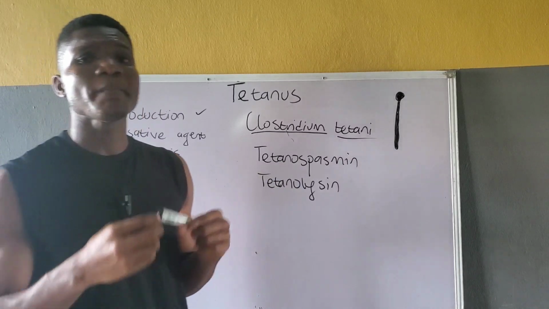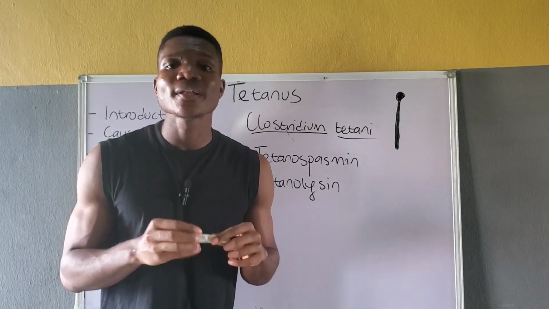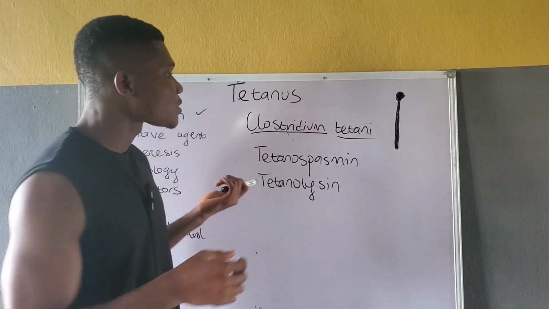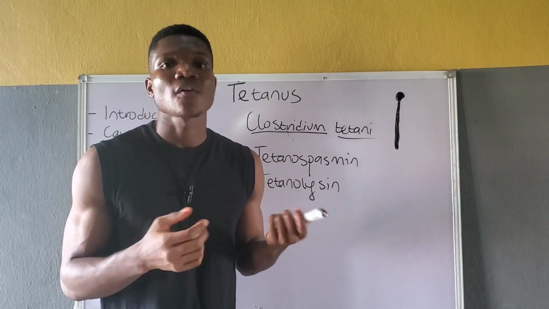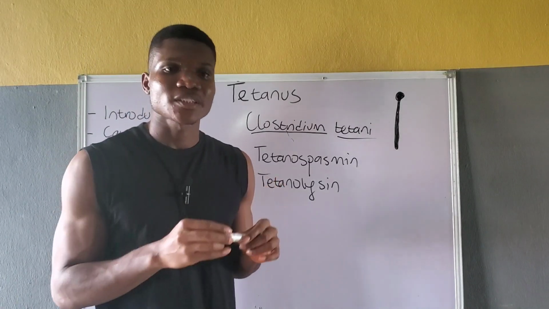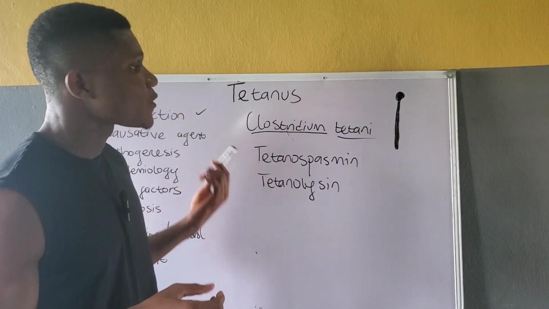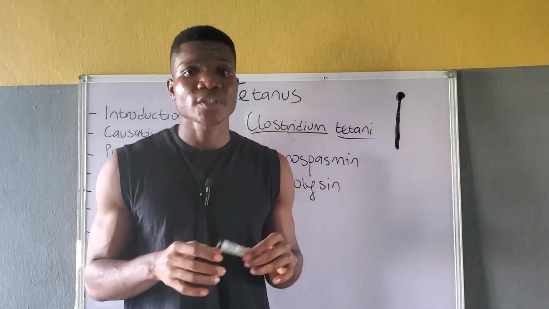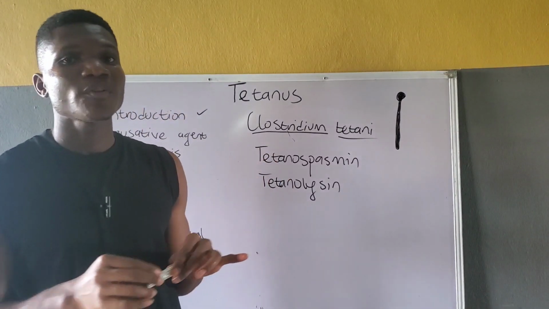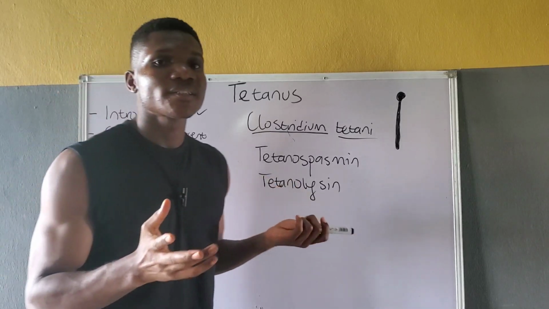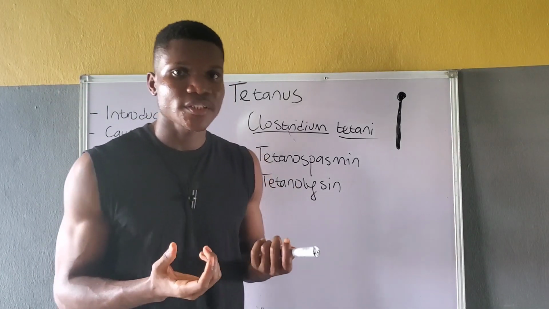Tetanospasmin, on the other hand, is the major and primary virulence factor that is utilized by Clostridium tetani to cause the clinical manifestations of tetanus, which include muscle rigidity and spasms. The bacteria usually localizes in the site of infection, but the toxins released, the tetanospasmin and the tetanolysin, spread systemically and affect the nervous system.